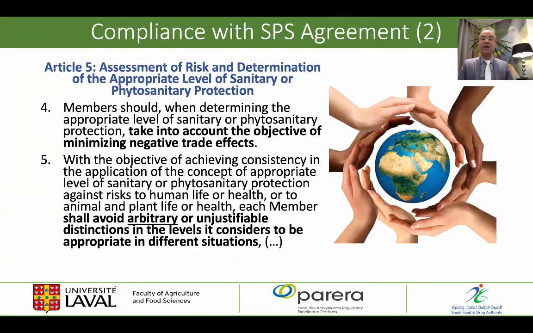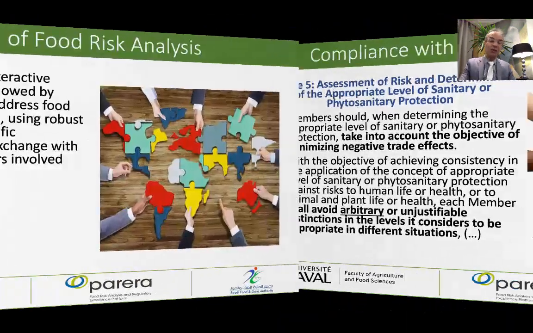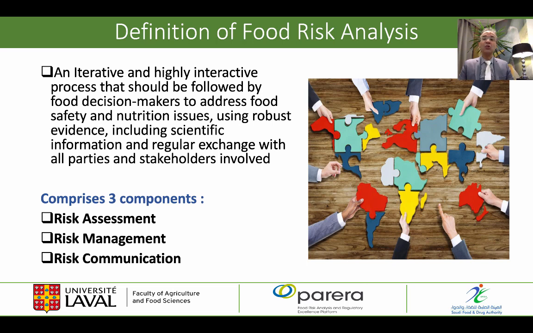Also, the SPS agreement gave direction as to how risk management measures are to be set and called on members to consider in making their decisions that the decision for risk management needs to be, of course, commensurate to the risk, so justified by the risk, but also it needs to take into account an objective, and that is to minimize negative trade impacts. And in that regard, basically, members should avoid arbitrary or unjustifiable decisions. In this particular case, relying on a systematic approach represented by a logical framework, that is the risk analysis framework, is certainly a way to comply with the requirements of the SPS agreement.